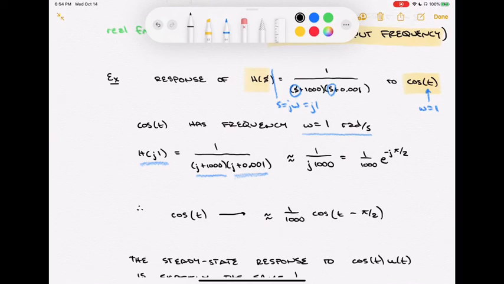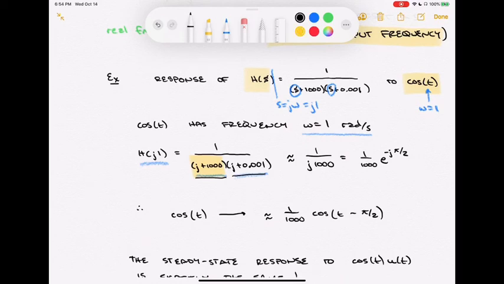Go ahead and put in s equals j1. We're going to get j plus 1,000, right? And j plus 0.001. This turns out to be something you could plug into MATLAB. You could get an exact value here, but let's just do a quick back of the napkin approximation. j compared to 1,000 is tiny. j is small compared to 1,000.